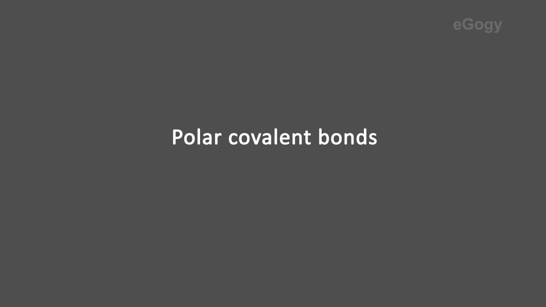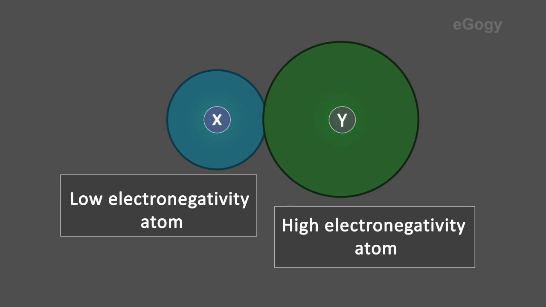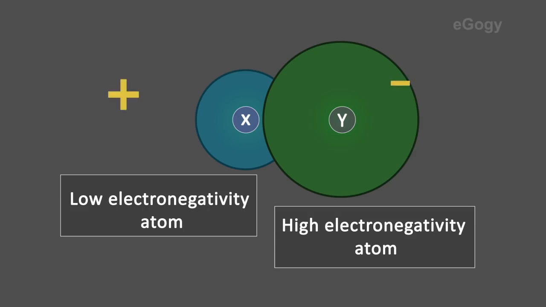Polar covalent bonds. If the electronegativity values of the two atoms involved in covalent bonding are different, the bonded electrons show a tendency to move closer towards the atom of high electronegativity. As a result, the atom of higher electronegativity gets a partial negative charge, and the other with lower electronegativity gets a partial positive charge. These types of bonds are said to be polar covalent bonds.